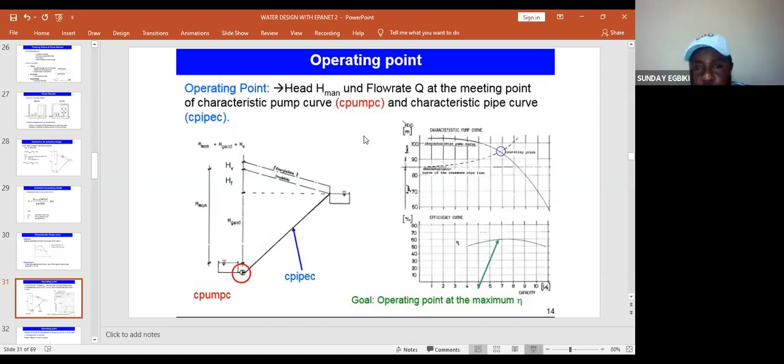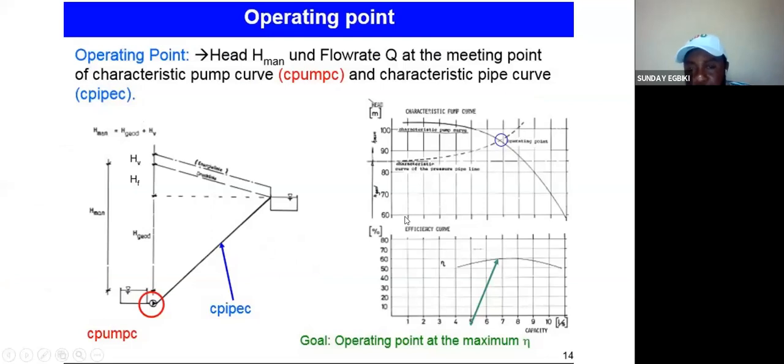When you plot a graph of Q against the length of a pipe, you also have what we call the pipe curve. The curve will look like this. The point where the two curves meet is what we call the operational point. Then you also have what we call the efficiency curve. The efficiency curve is a curve of efficiency against flow rate.